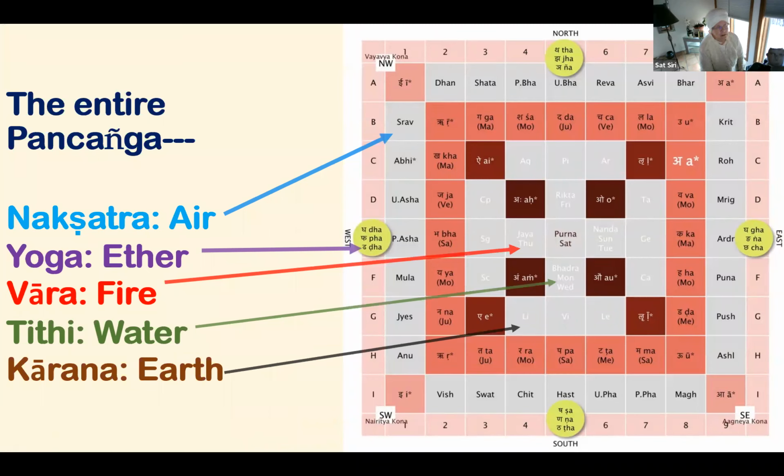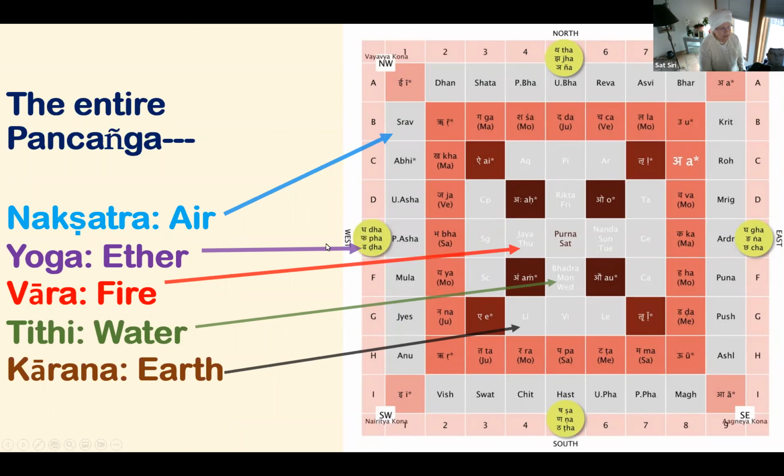So the entire Panchang is in this diagram, the 5 limbs of time. We have the nakshatras, of course, are the Vayu or air element, and they are traveling around this outer square, the 4 parts of the outer square. And then we have the yoga, nitya, the daily yoga, which is found by adding the degrees of sun and moon. That is the akash or ether element.